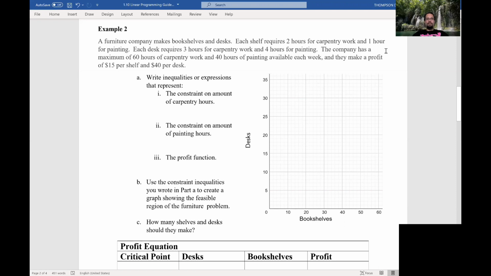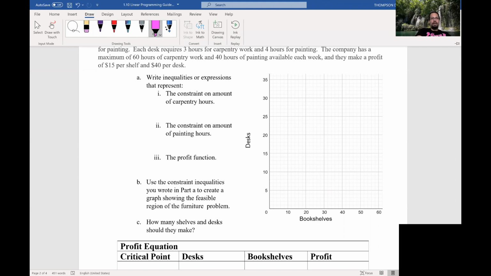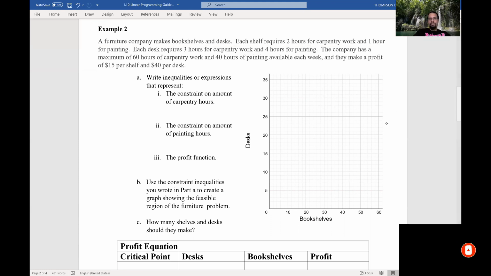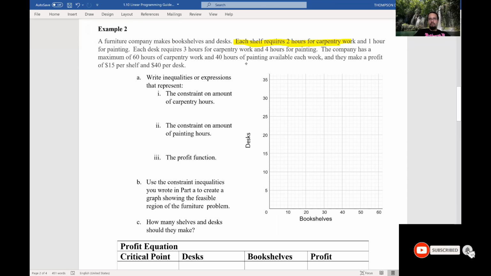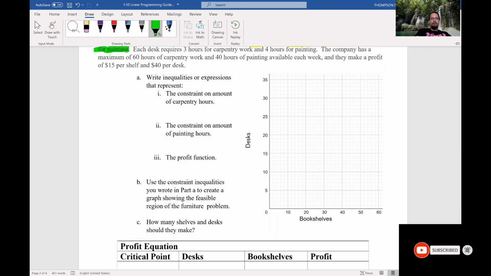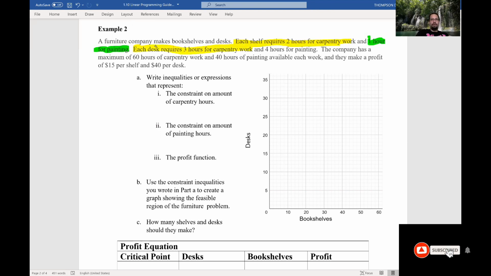Example 2. A furniture company makes bookshelves and desks. Each shelf requires 2 hours of carpentry work. Let's start highlighting. We'll do the carpentry work in yellow. Each shelf requires 2 hours of carpentry work and 1 hour for painting. We'll do the painting in green. Each desk requires 3 hours of carpentry work, so let's highlight our carpentry work in yellow. And 4 hours for painting.